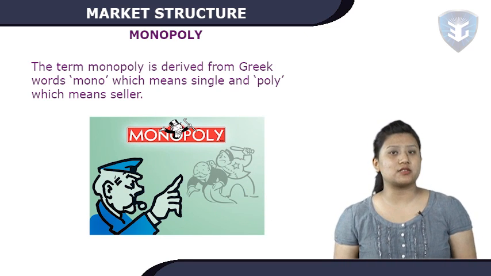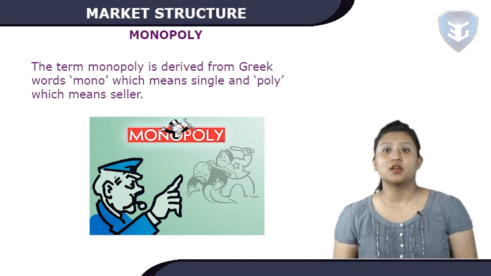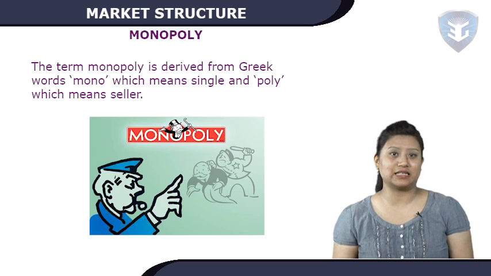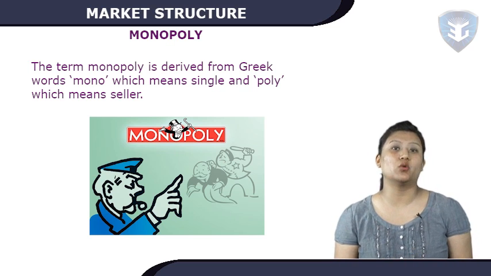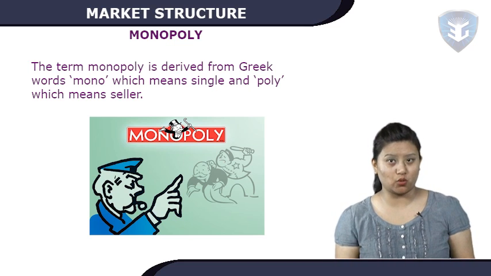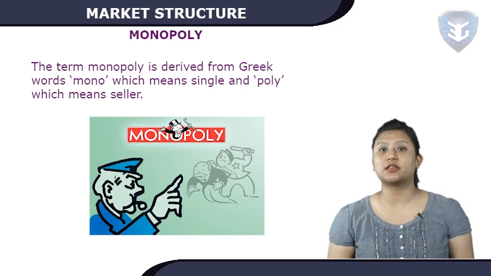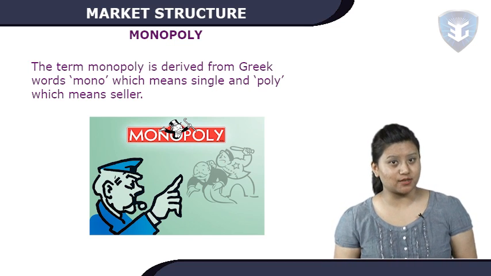The term monopoly is derived from the Greek word mono, which means single, and poly, which means seller. So monopoly is a market structure where there is only a single seller producing a product having no close substitutes. This single seller may be in the form of an individual owner or a single partnership or a joint stock company. Such a single firm in the market is called a monopolist.